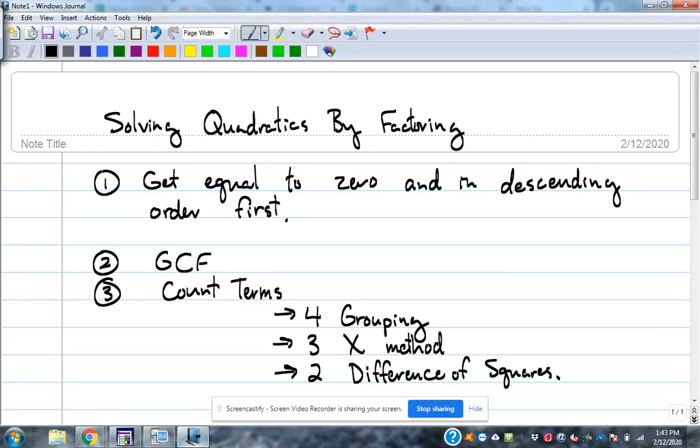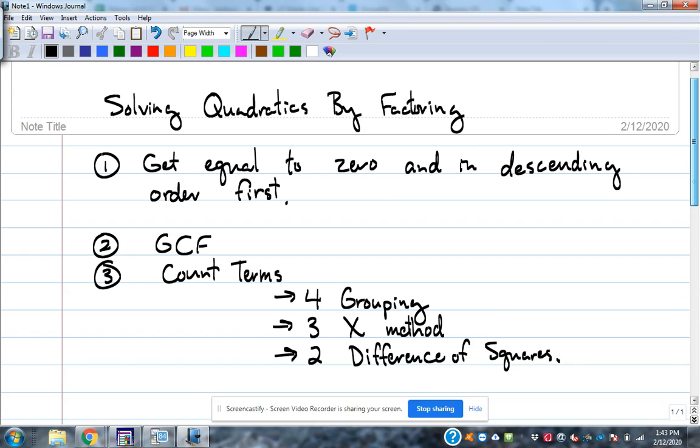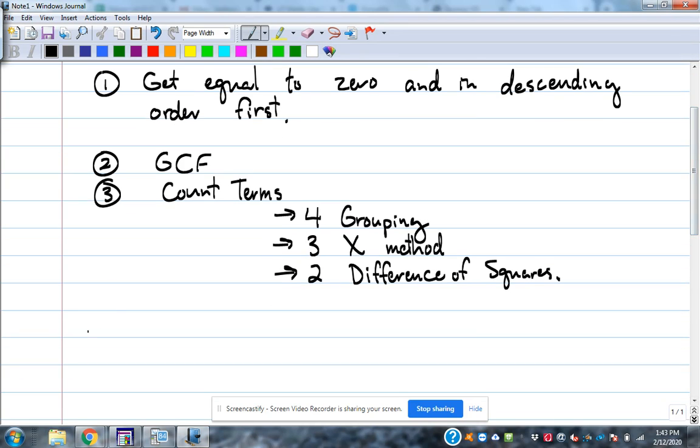Solving quadratics by factoring. The only thing we're adding to what we did the last 2 days is at the beginning, we've got to get the problem equal to 0 before we do anything else. Get it equal to 0 first, and then in descending order, which we were already doing, and then we go through the same rules of factoring after that. So we're adding a step at the beginning, get it equal to 0, and then do everything else we've been doing. So parts 2 and 3 there are the same.